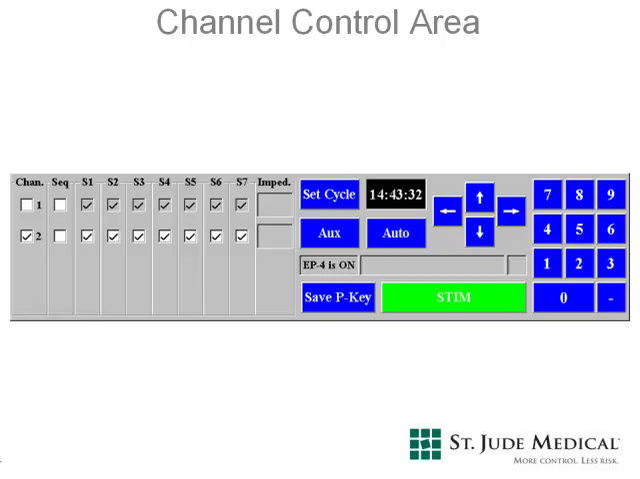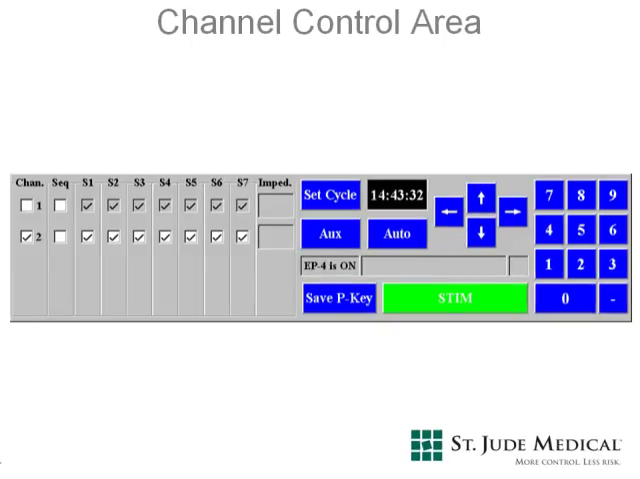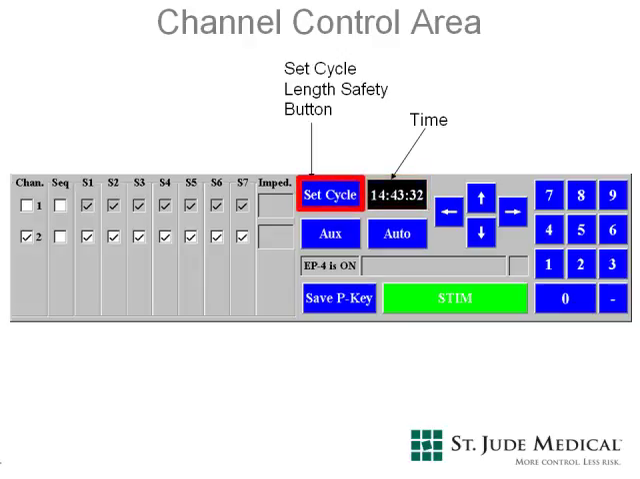This is where the user can control the stimulator from the touchscreen control. Also, the EP4 cardiac stimulator can be controlled from the EP4 cardiac stimulator keyboard. The channel control area consists of a clock and a set cycle button. The set cycle button is used to set the cycle length in a specific protocol to a percentage of tachycardia cycle length. The user can define the percentage and, by pressing the Set Cycle button, automatically set the pacing cycle length to that percentage of tachycardia cycle length.